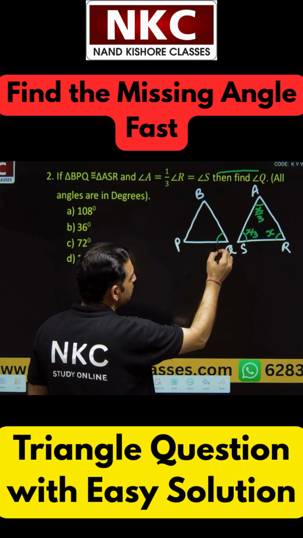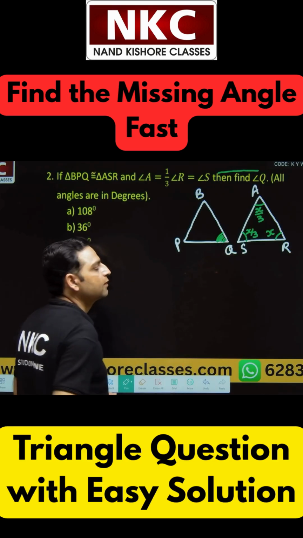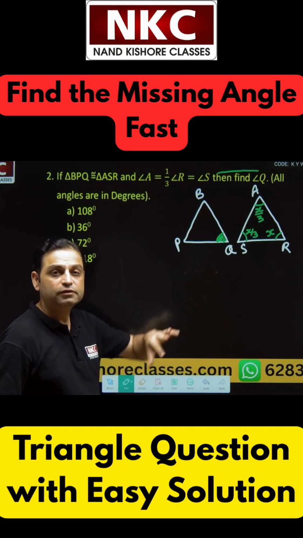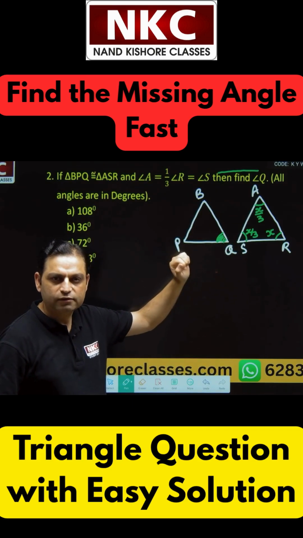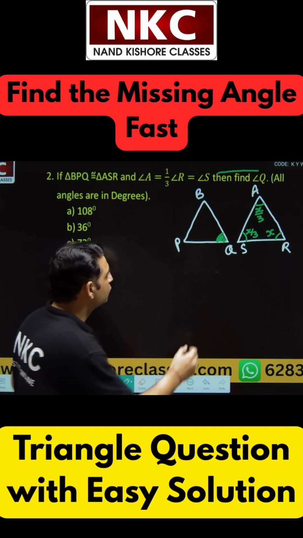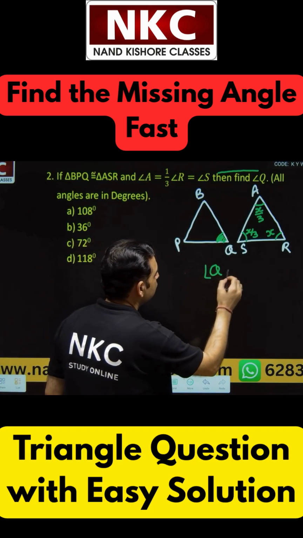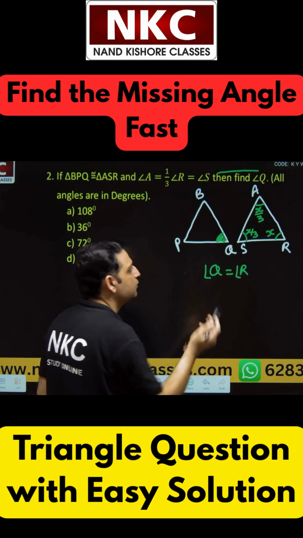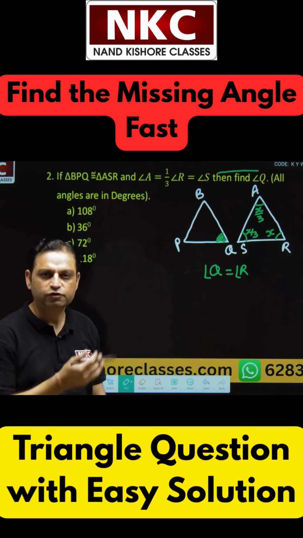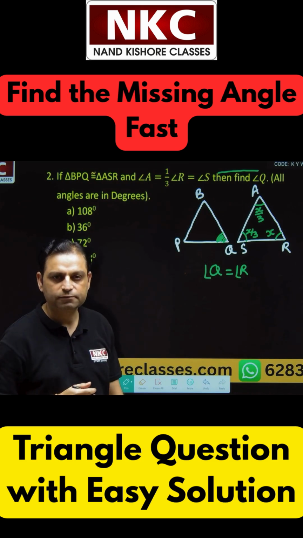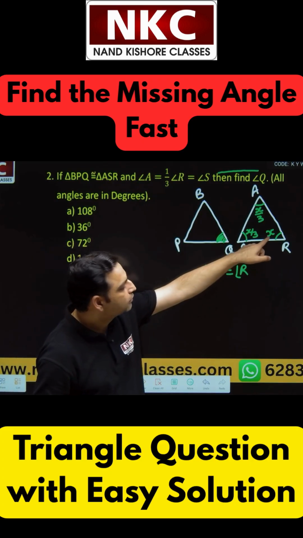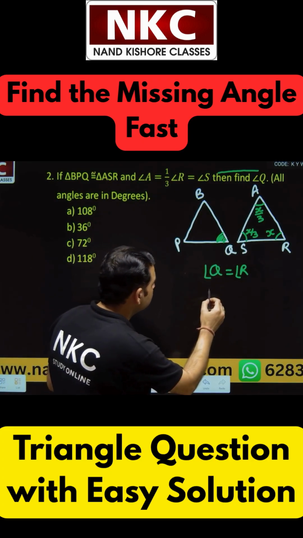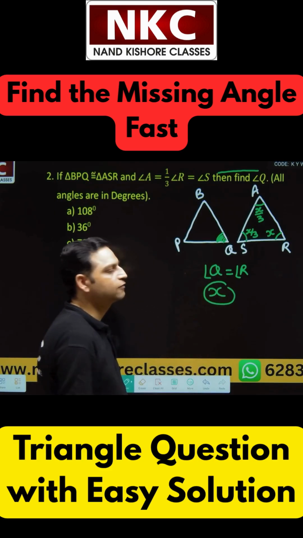Angle Q lies in this triangle. Now don't get confused, they have given these two triangles are congruent. If these two triangles are congruent, that means angle Q and angle R must be equal, corresponding parts of congruent triangles. Angle R is X, that means you just need to find the value of X now.